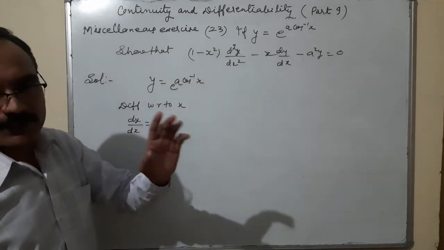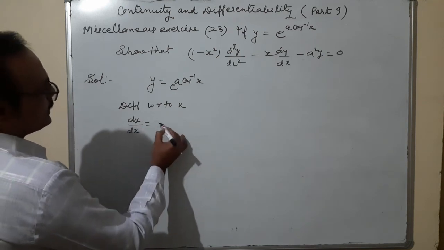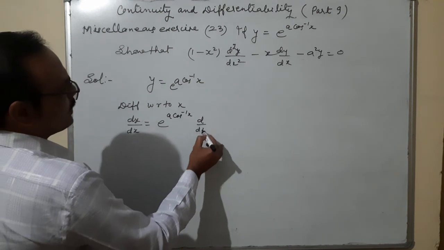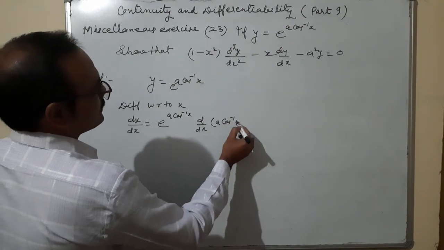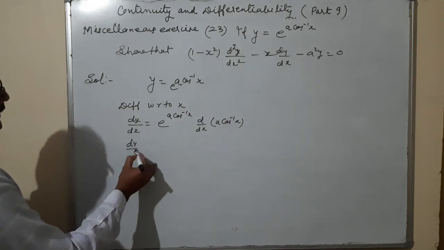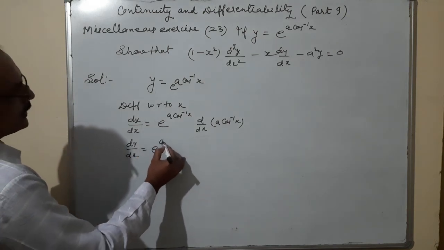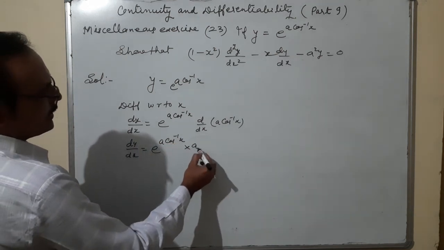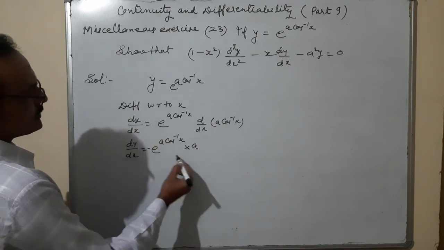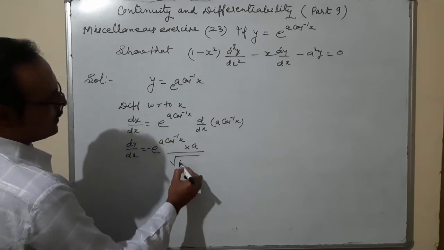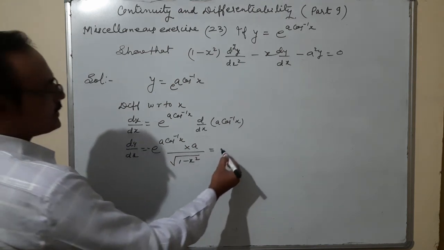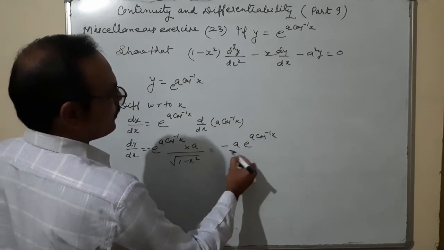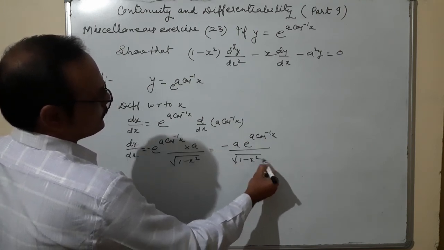So e to the power t, the differentiation of e to the power x is e to the power x. So right here, e to the power a cos inverse x, and again the differentiation of a cos inverse x. So that means dy by dx is equal to e to the power a cos inverse x. a is a constant term, and the differentiation of cos inverse x is minus 1 upon under root 1 minus x square. So finally it is coming minus a e to the power a cos inverse x upon under root 1 minus x square.